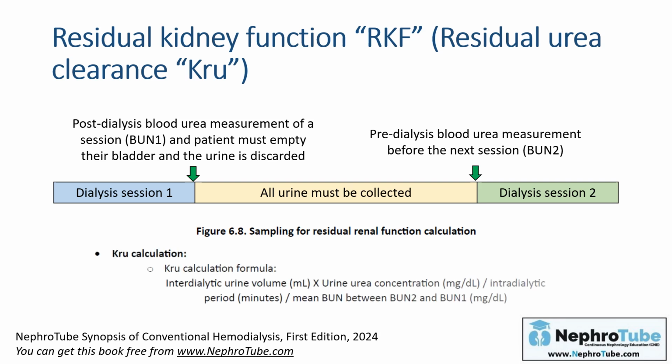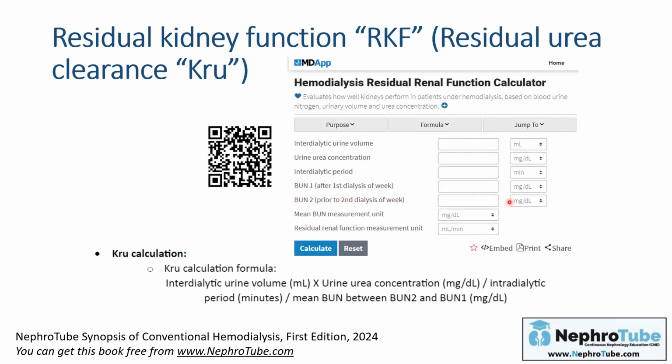Then you will use this equation, and again there is an available calculator that I put in my book to measure automatically the residual kidney function. You have to put here the data. Again, here the interdialytic urine volume, the urea concentration in the urine, the interdialytic period, which is the time difference between dialysis 1 and dialysis 2, blood urea nitrogen 1 and 2, and so on.